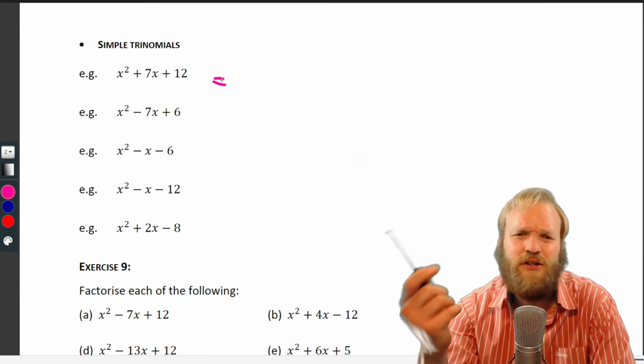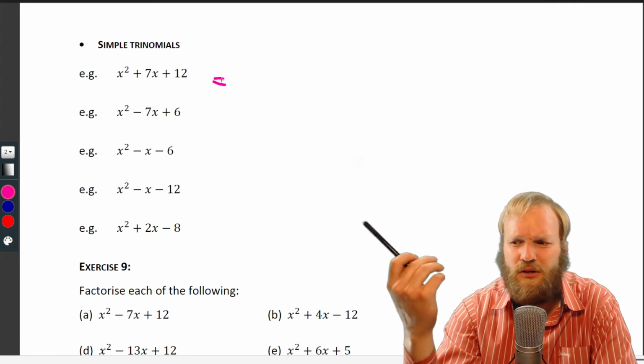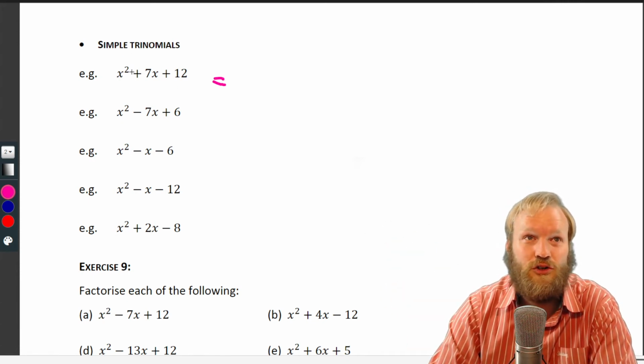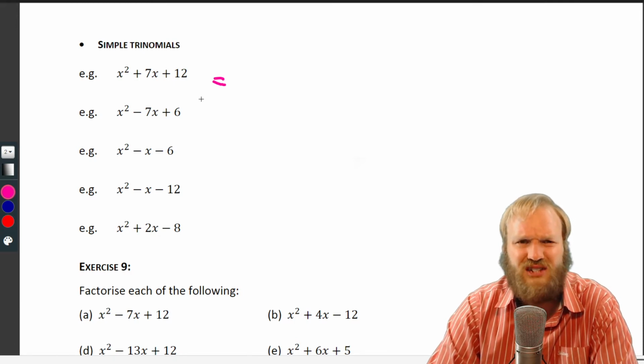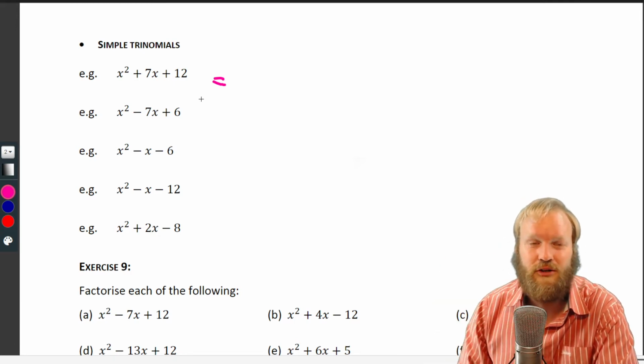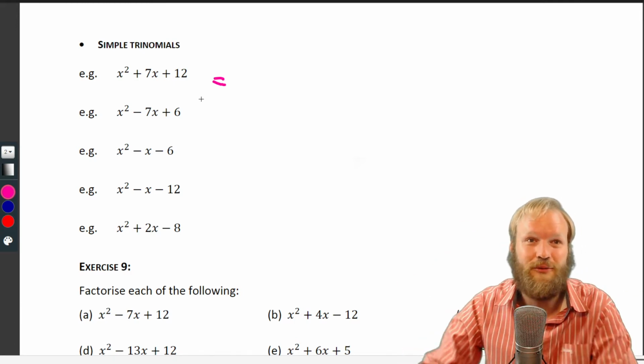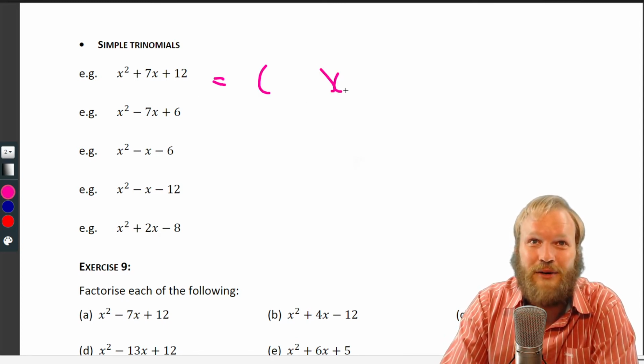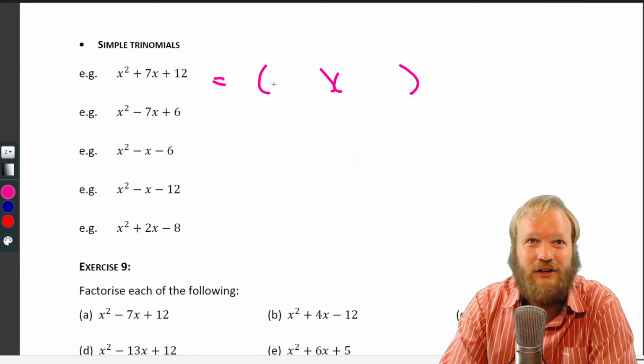What's the first thing you do when you factorize, by the way? Well, you look for a common factor, and nothing too interesting here. One goes into all three of these terms, but that's not too interesting. So, trinomial, right? Three terms, like a tricycle. So, we've got bracket, bracket, bracket, bracket. That's how we're going to factorize.